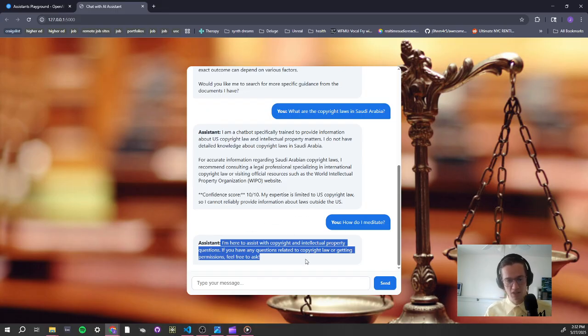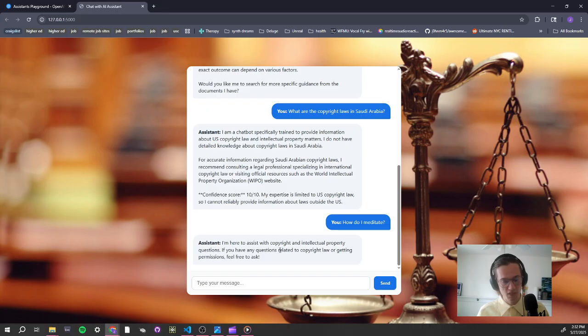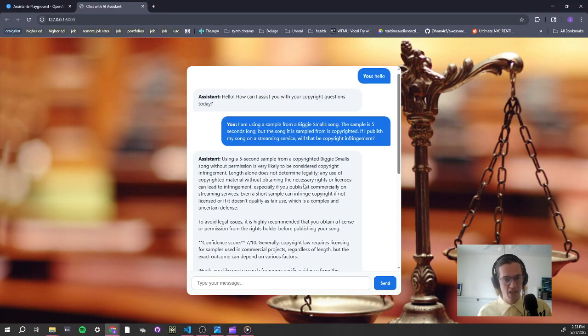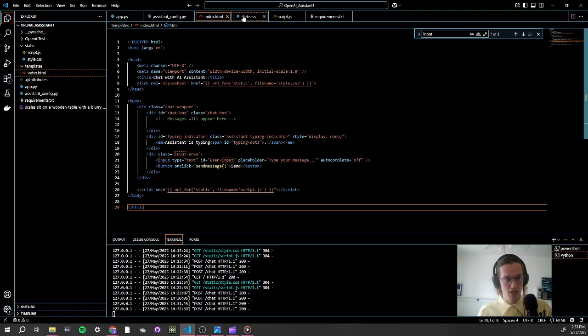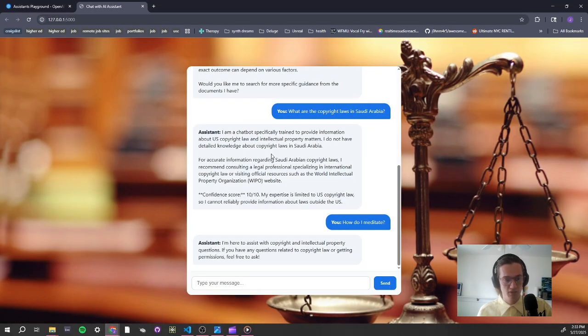and I'm here to use the knowledge base that I'm meant to. So this is my OpenAI assistants RAG system that uses Python and a Python web app to have a helpful copyright law assistant.